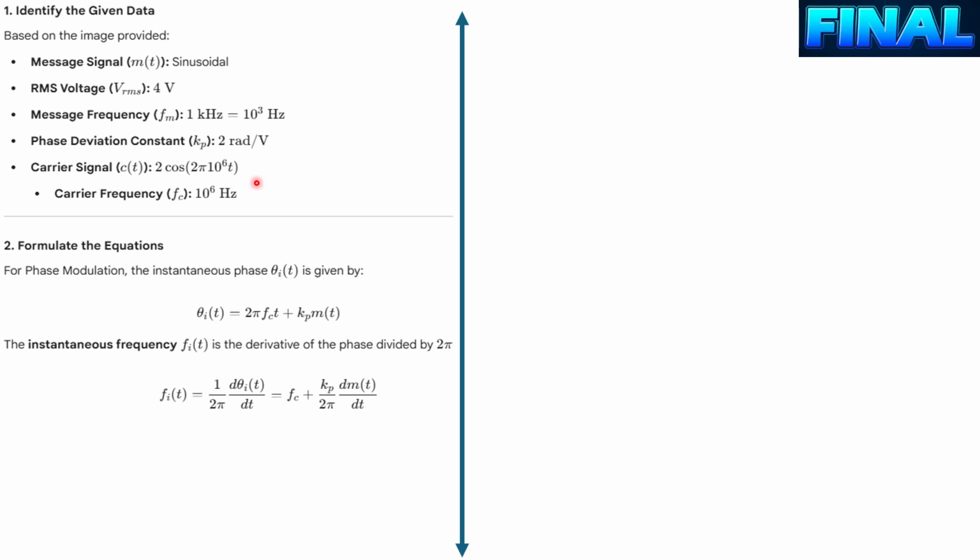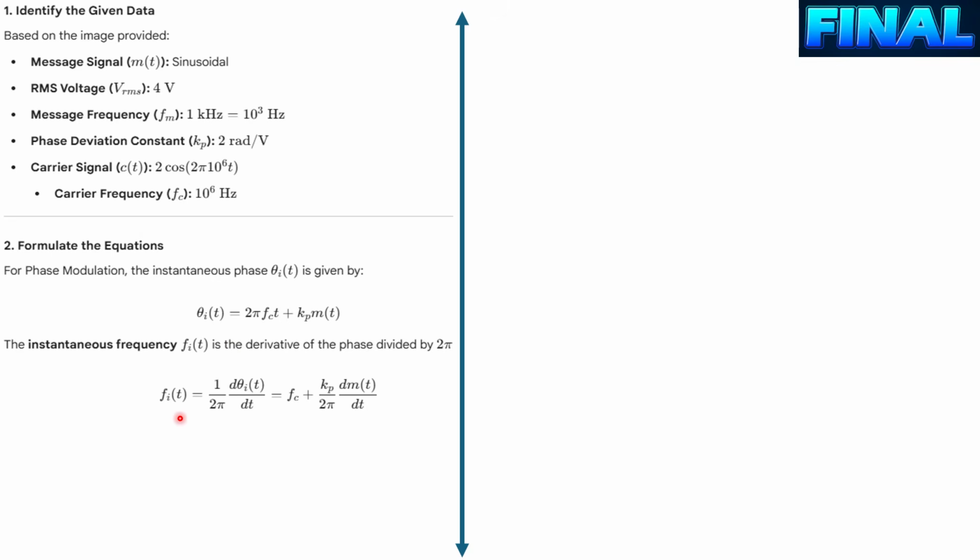So let's find out. Here are the final calculations. First, theta(t) is 2 pi fc t, that is omega ct, plus Kp m(t). This is the instantaneous angle of your phase modulation. Now find the instantaneous frequency, that is d theta by dt, so that will be d omega by dt.